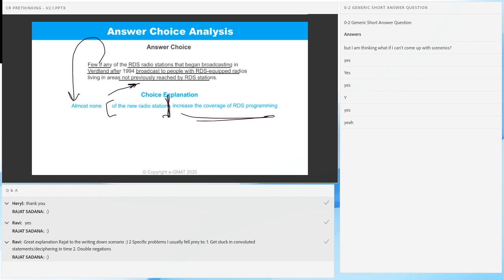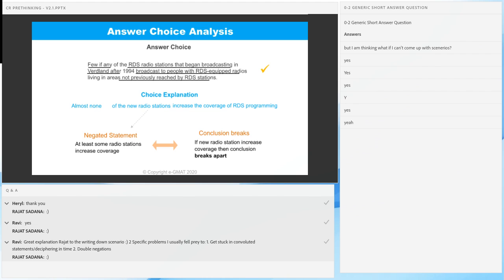All right. So I'm thinking, what if I can't come up with the scenarios? First of all, doubts on this answer choice, not this question? I'm going to go through every answer choice. This is in line with our pre-thinking, and this is the correct answer. When you negate this, you say at least some new radio stations increase coverage where people had the radios but did not have coverage earlier, and that breaks my conclusion down.